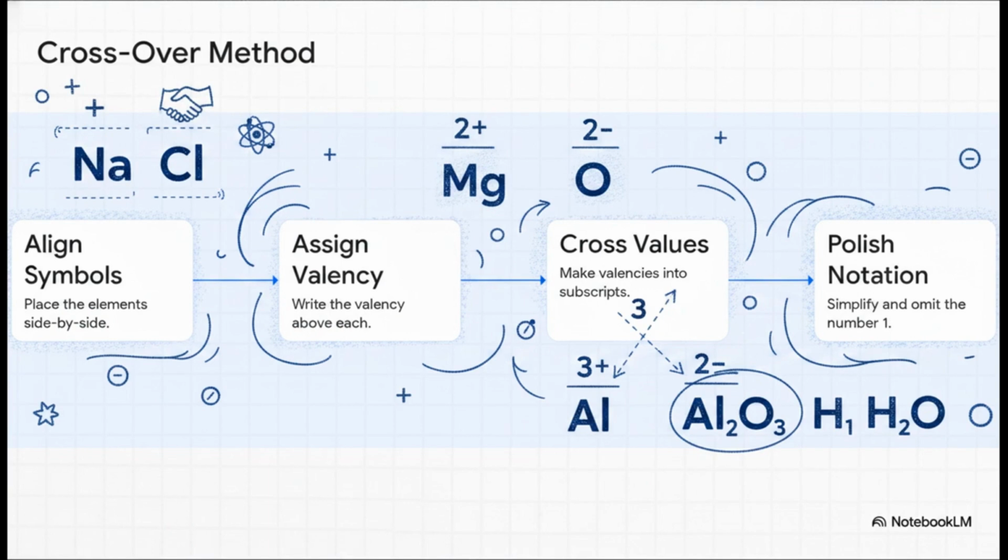So how do we actually build these chemical words? We use what's called the crossover method. It's basically a mathematical handshake that guarantees the structural integrity and electrical neutrality of every single compound we make. First, you align the symbols side by side. Then, assign their valencies at the top, and literally cross those values down so they become the subscripts of the opposite element. Finally, we polish the notation by dropping the number 1 since it's just implied. It is such an elegant, foolproof system for constructing stable matter.